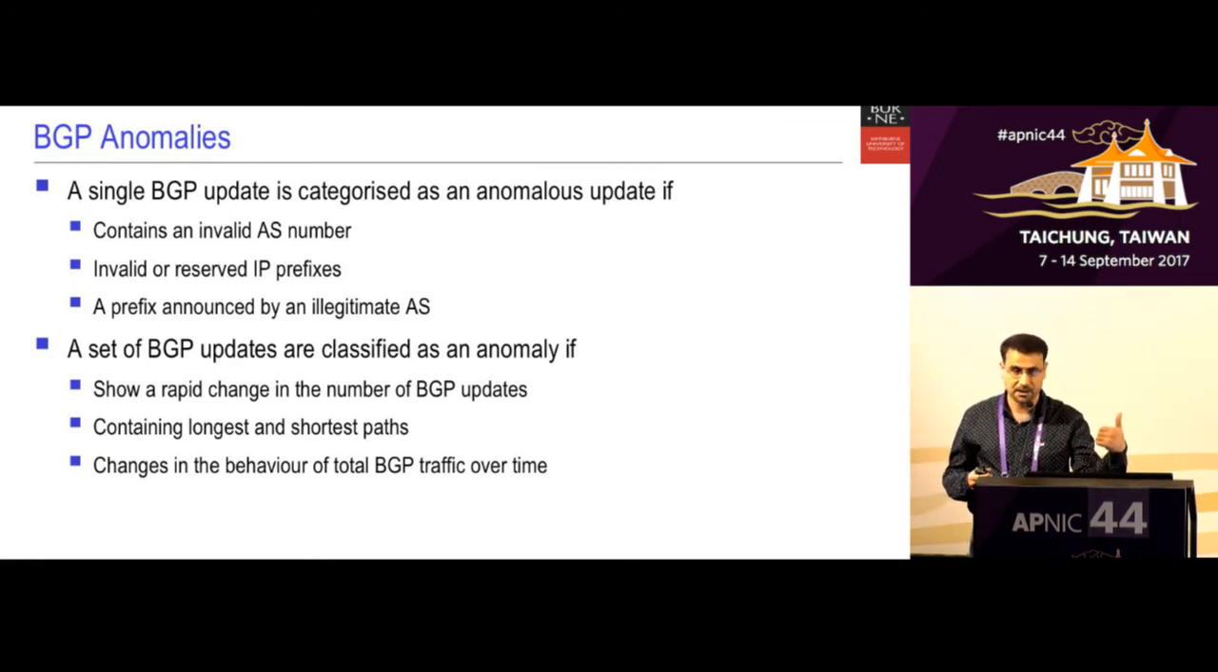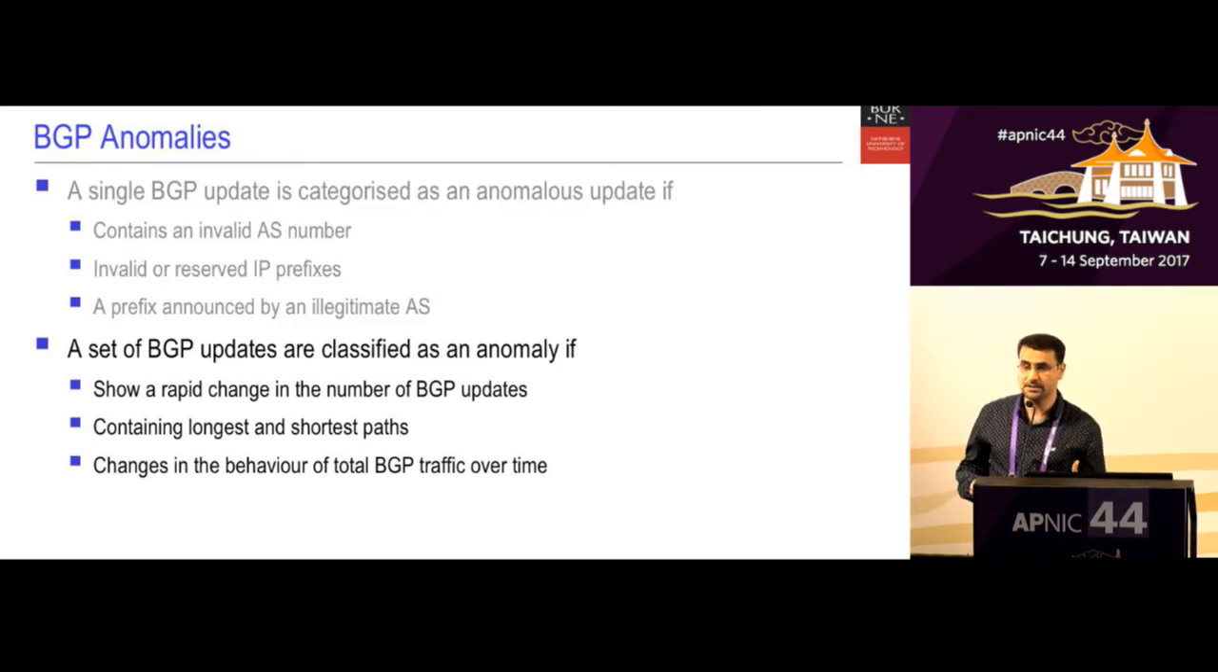A single BGP update can be categorized as an anomaly if it contains an invalid autonomous system, or if it contains an invalid or reserved IP prefix, or a prefix announced by an illegitimate autonomous system. While a set of BGP traffic can be categorized as anomalous if it shows a rapid change in the number of BGP updates over time, containing the longest and shortest AS paths, and changes in the behavior of the total BGP traffic over time. Our interest in this research is detecting BGP anomalies for a set of BGP updates over time.